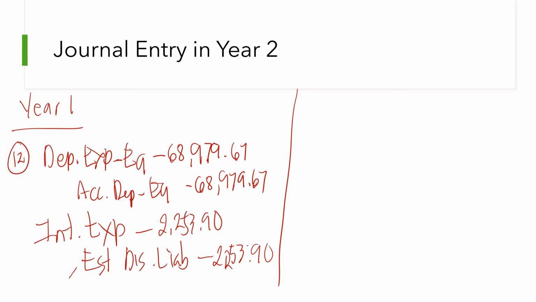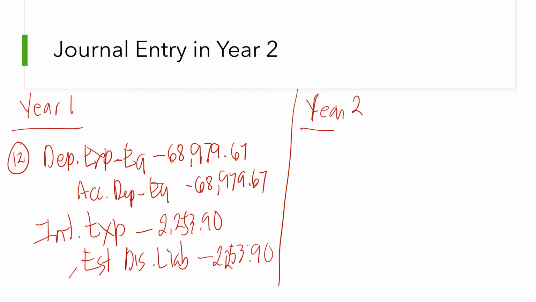So at the end of year 1, the carrying value of the estimated dismantling liability will be 24,792.90, and it should be reported under non-current liability because it will be paid at the end of 3 years. So at the end of year 1, we still have 2 years to pay for the dismantling costs.